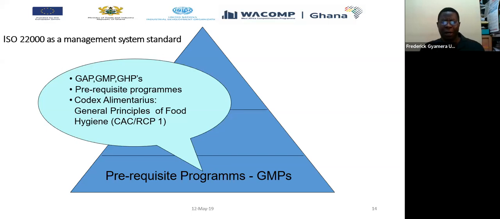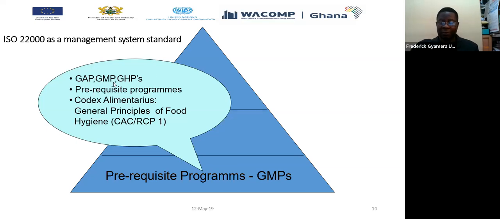Now let's go on to our topic for today. This is how the 22,000 looks. You have a hierarchy of documentation, and that is why I started yesterday with the prerequisite. When you talk about the prerequisite program, you call them the GMPs, the good manufacturing practices, several of them. I mentioned good agricultural practice. Those of you in primary production, there is a guide for you. It is also part of this ISO 22000 family.